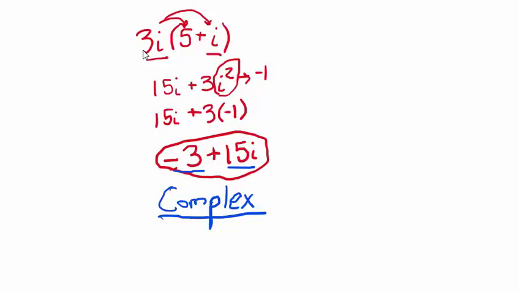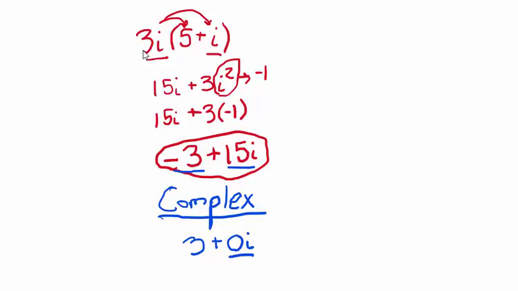Now, every number really is a complex number. So if I wrote 3, it is a complex number because it could be written as 3 plus 0i, meaning your imaginary part is just 0. So any number is really a complex number, but I just wanted to make sure you understood that.